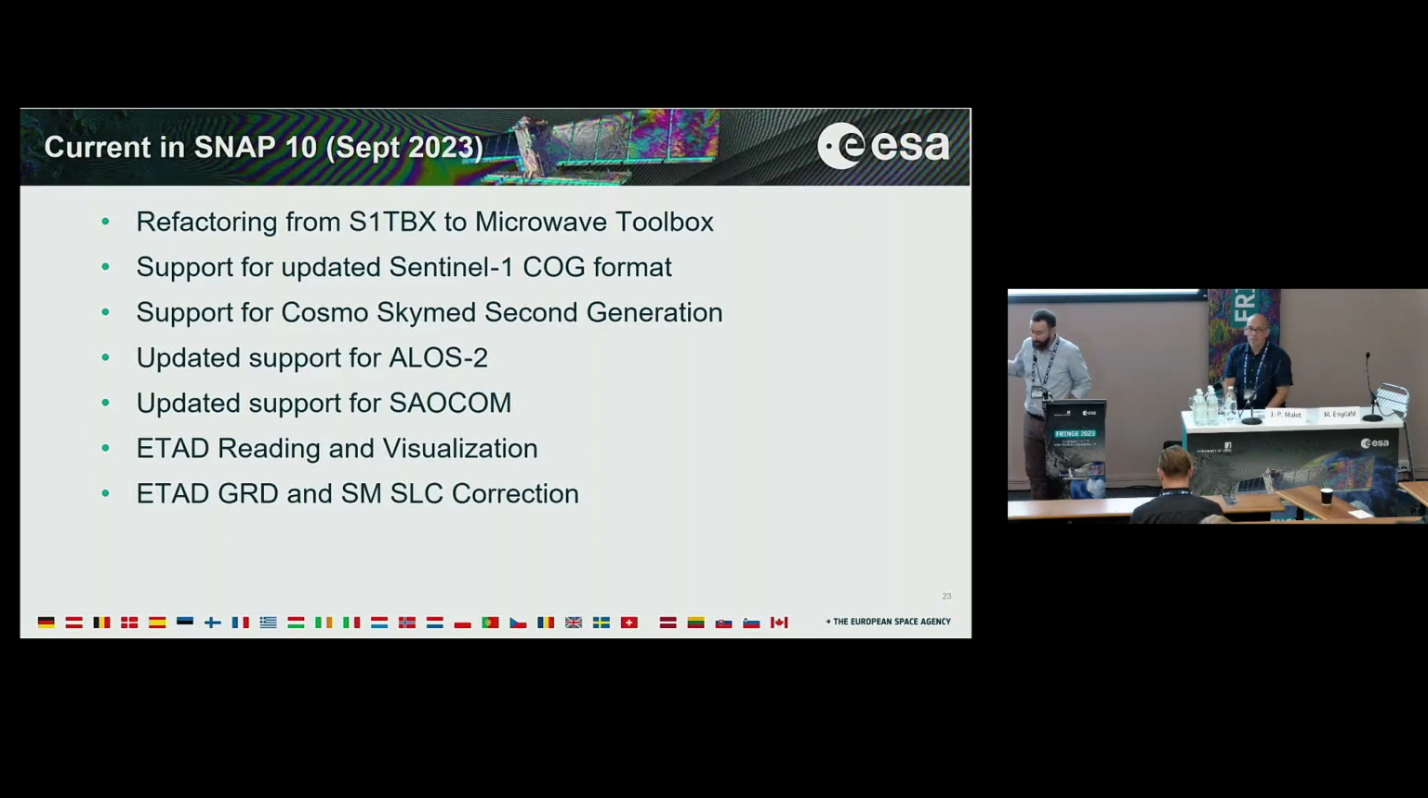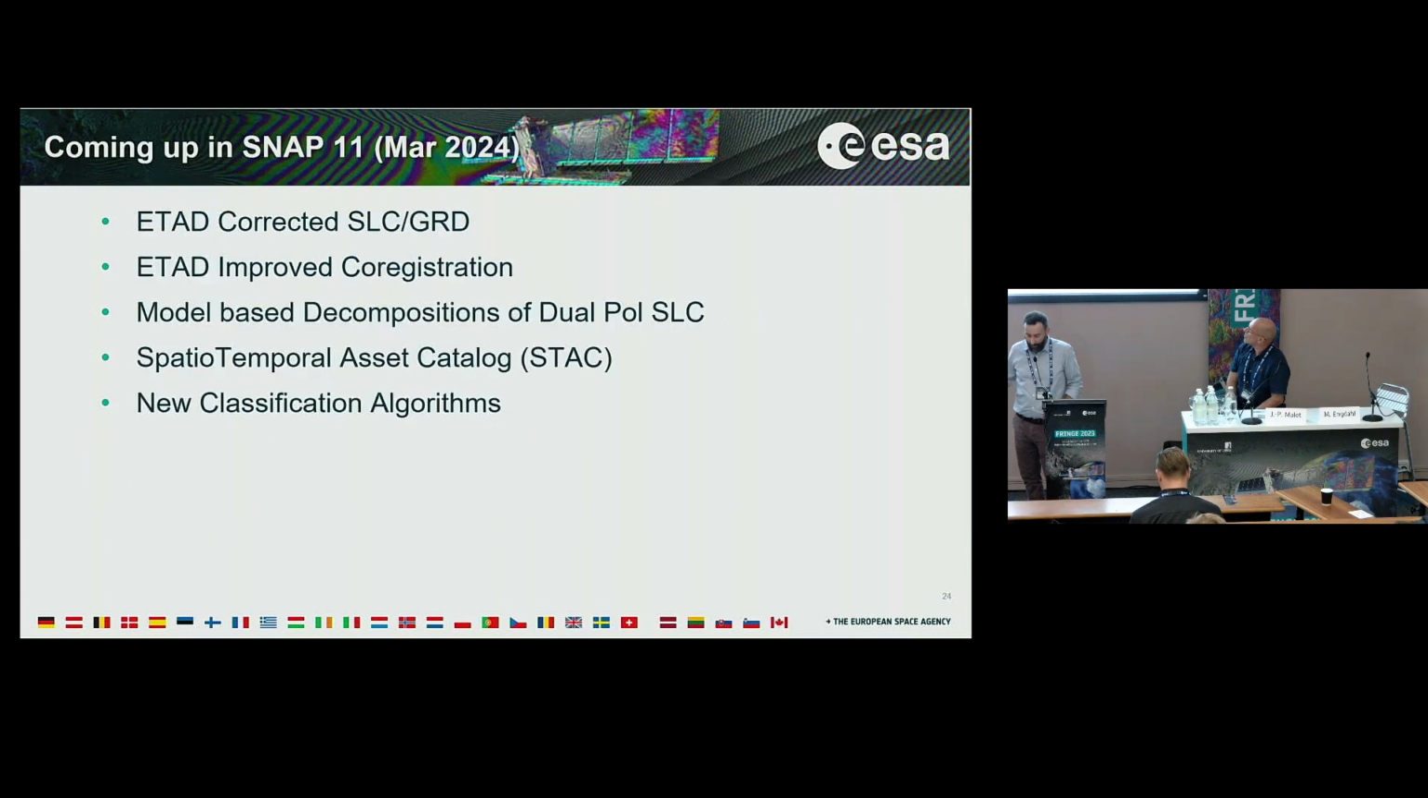So this is the current situation. These are the current operators. And this is what we will have in March 2024. So we will have corrections for ETAD for both SLC and GRDs. We have improved co-registration based on the ETAD. Decomposition, spatial temporal analysis, catalog stack, and several other classification algorithms. I am also new in that, so I'm looking forward to seeing all this development.